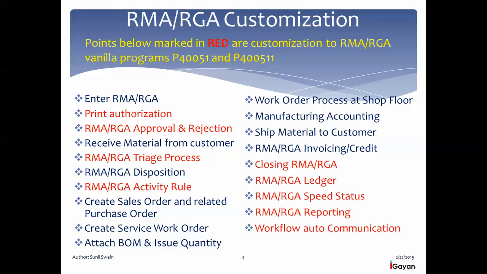Then we are going to add some activity rules, and we are going to see how to create a ledger record. Basically this is a completely new application we are going to integrate into this RMA process. Then how to do speed status updates, reporting and workflow communication features. The other things you are seeing in blue are basically the JD features, but we are going to discuss how it is all integrated together.